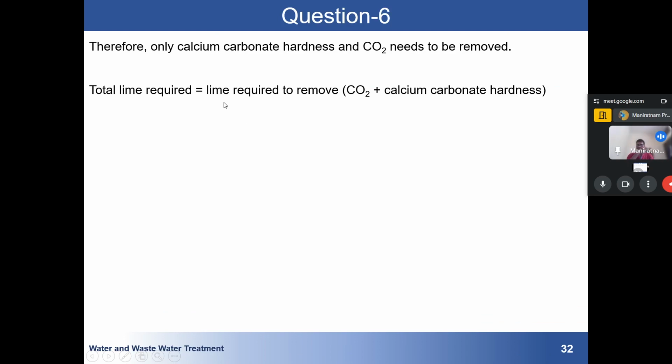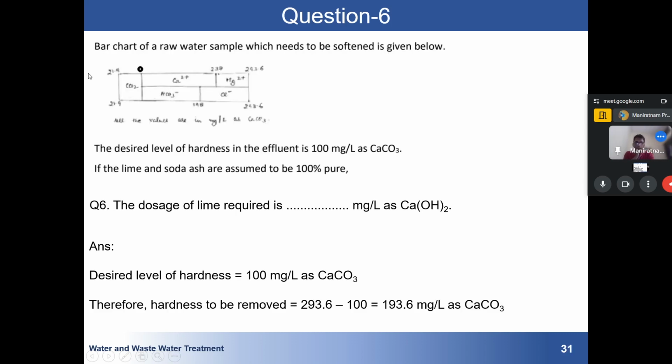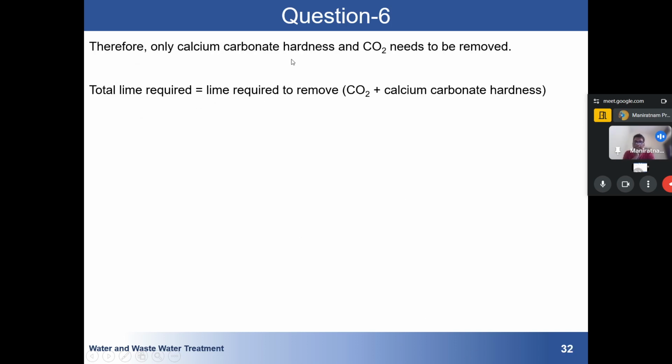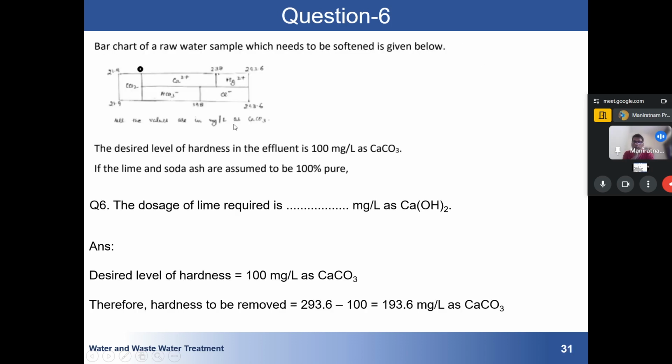Therefore, the only calcium. Now remember, I have to remove only one. I have to remove 193 milligram per liter. So therefore, only calcium carbonate hardness and CO2 need to be removed. So you can see that only this much amount of hardness I have to remove. So out of these three things, up to what amount I have to remove it.